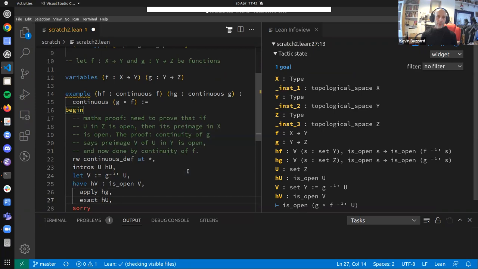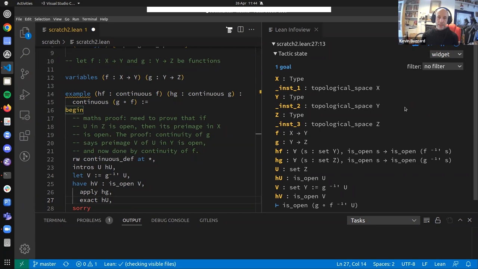So I'm using many tactics on the left here. So to understand what's happening on the left, you have to learn a new language. You have to learn a programming language, a programming language that somehow corresponds to applications of basic mathematical facts.